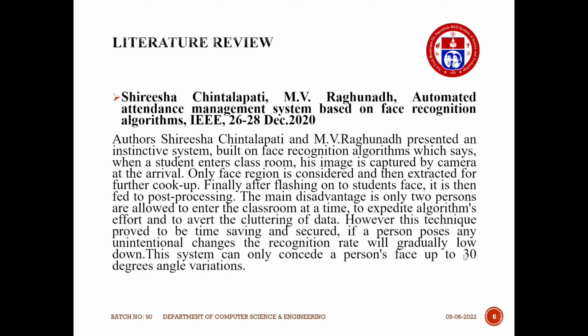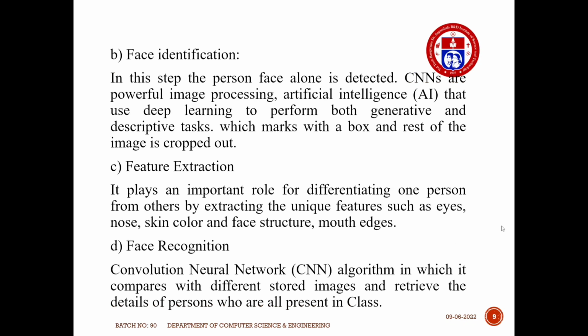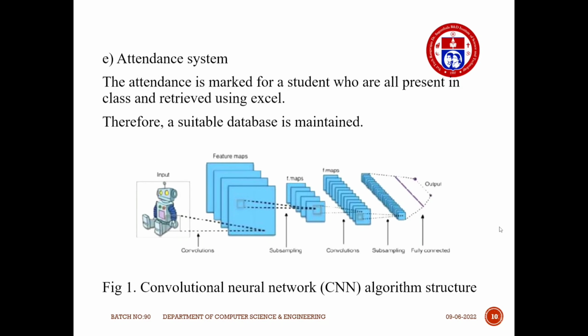Now we are going to discuss our latest review of Sirisha Chintalapalli and Dilya Panchambagol's Android attendance system using face recognition. These are the three steps we are going to perform: face identification, feature extraction, and face recognition. In face identification, we are using CNN, a powerful image processing artificial intelligence that uses deep learning to perform both generative and descriptive tasks. Feature extraction plays an important role in differentiating one person from another by extracting unique features. The attendance system marks the students who are present in class and records it using Excel. So we are using a convolutional neural network algorithm structure.